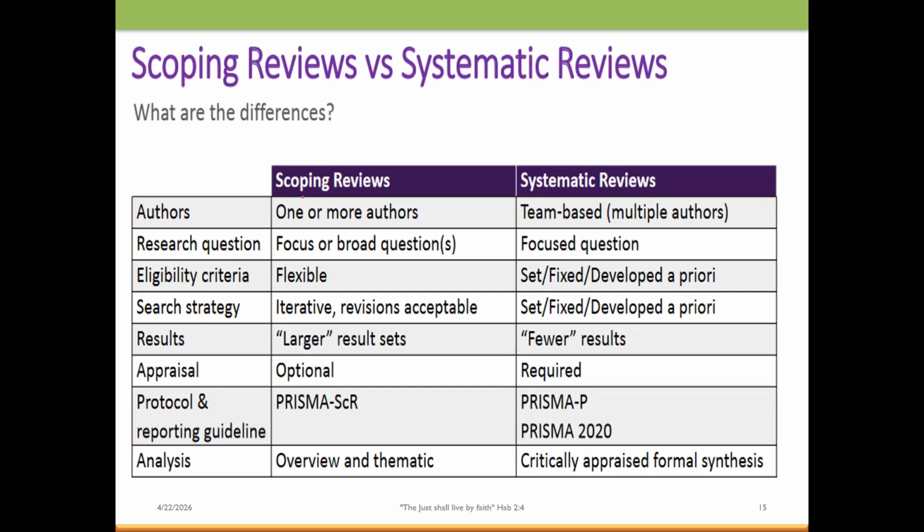And then results. Scoping reviews usually yield larger results because they are general, while systematic reviews usually have fewer because you're specific to what you want. In scoping reviews, you'll include pilot studies, feasibility studies, or cross-sectional studies, and you include randomized controlled trials too. But in systematic reviews, you'll find most of them are maybe RCTs, and the results are a bit few. And then appraisal: you can carry out an appraisal in scoping reviews, but in systematic reviews, it is compulsory.